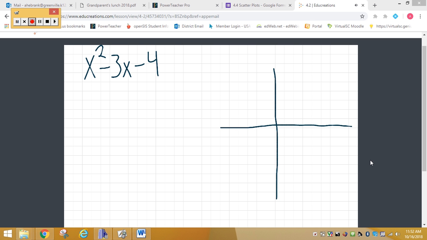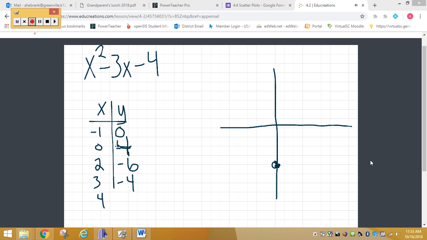So let's do another problem. Okay, here's another example. X squared minus 3x minus 4. And same thing, I'm going to say, find your solutions. So, on my graph, I know my y-intercept is at -4 because that's my c. So I'm going to go ahead and plot that. I'm going to put it in my calculator and find some points to plot. So I'm going to plot -1, 0, 0, -4, 2, -6, 3, -4, and 4, 0.